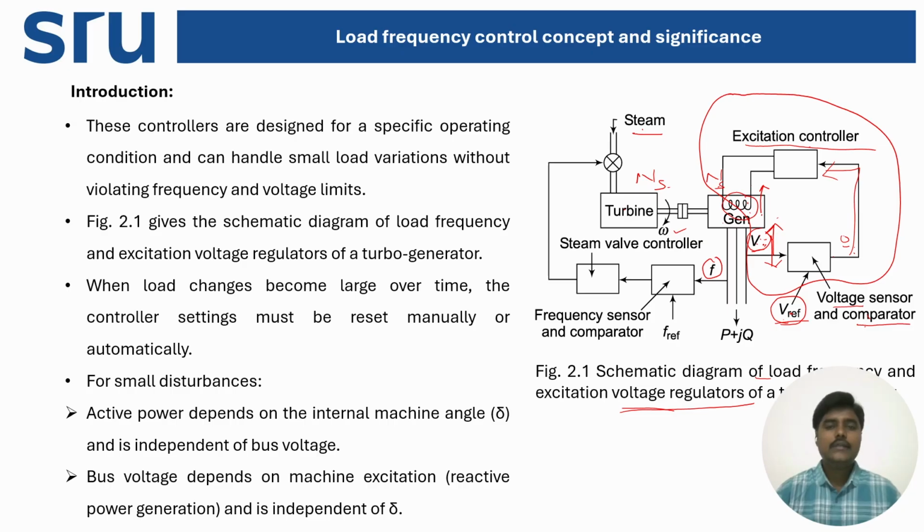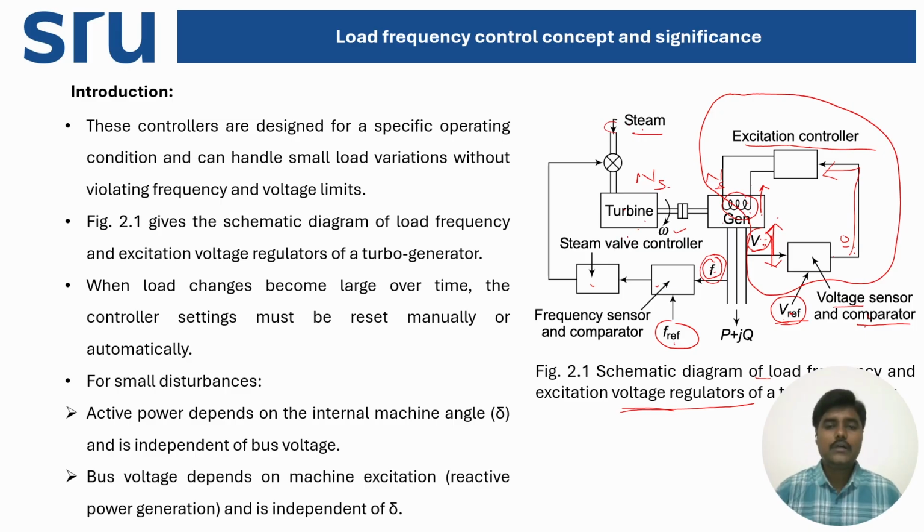Similarly, on this side, if you come to the turbine side, the turbine speed depends on the steam input. If the turbine is not rotating at the required constant speed, then you can observe changes in the frequency. Now this actual frequency can be compared to the reference frequency. If there exists some error, that comparator will give a signal and that can be given to the steam valve controller. Then the steam valve controller will accordingly change the steam input to the turbine.